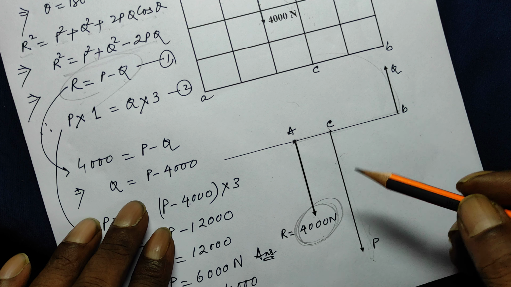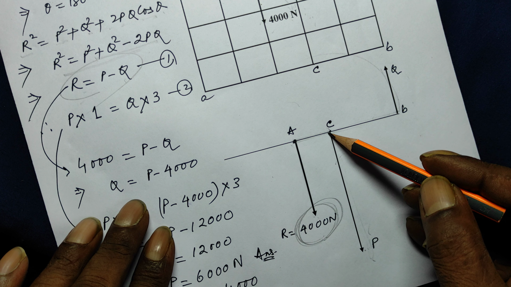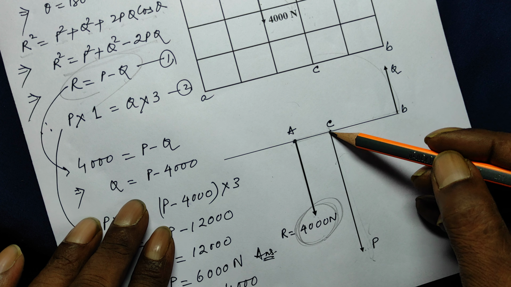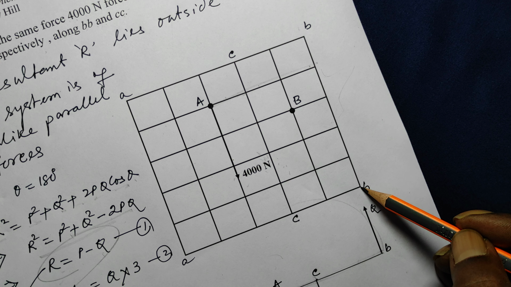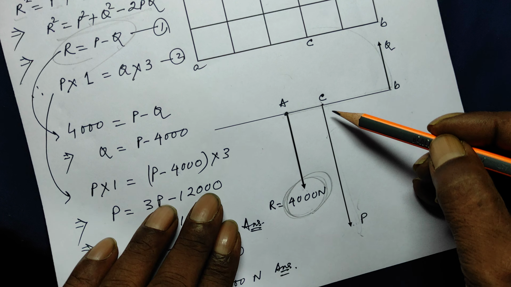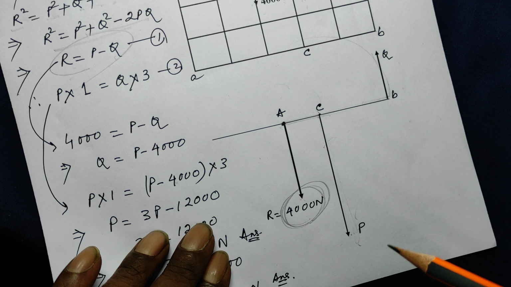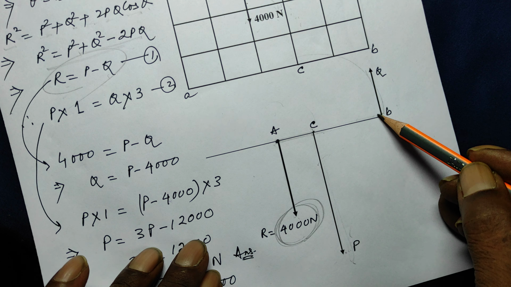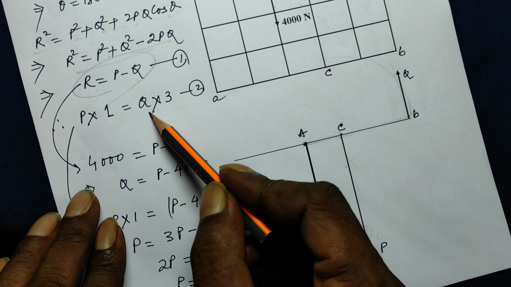Now, P is acting to this side. So P times this perpendicular distance has a turning effect about A, that is clockwise. And how much will that be? P times 1. And since Q is acting along BB, to balance this, P times 1, that is a clockwise turning effect, it has to be balanced by an anti-clockwise turning effect. So Q has to be this way. So Q times from here to here is 3 units. So P times 1 is Q times 3.